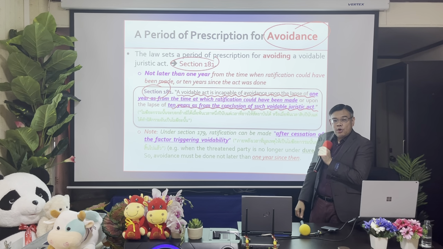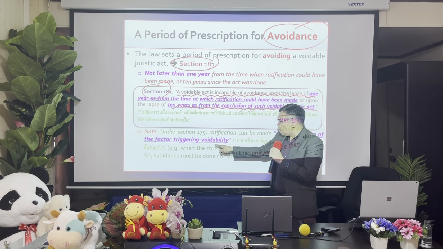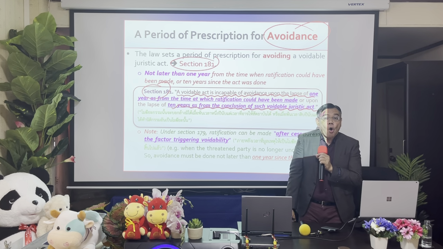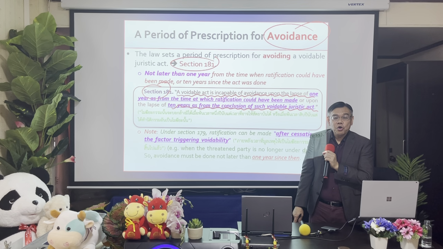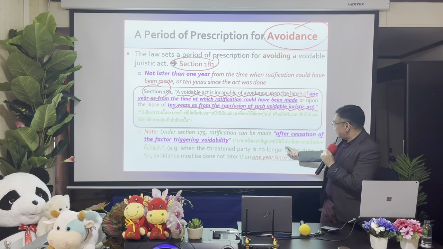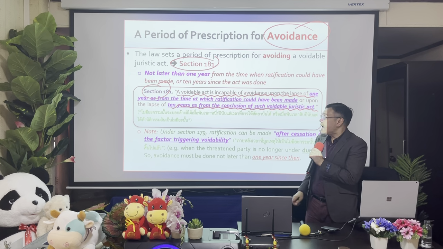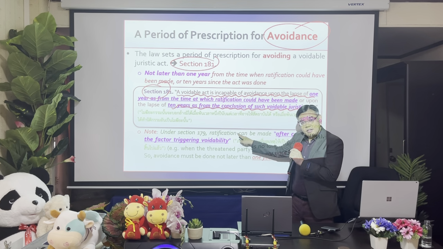The law says that ratification can be made after the cessation of the factor triggering voidability. So in this case, given that this contract is voidable on the ground of duress, namely a threat, as soon as A, the seller, is no longer under threats, the factor which triggers voidability ceases to exist, so that A, from then on, is in the position to ratify this contract.